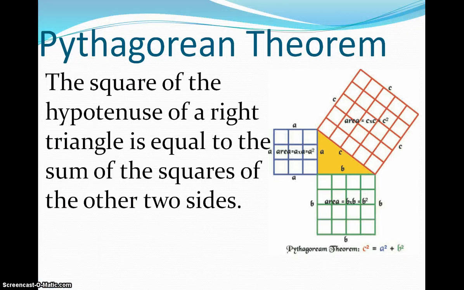First one that we need to talk about is the Pythagorean Theorem, which the formal definition says: the square of the hypotenuse of a right triangle is equal to the sum of the squares of the other two sides. Now, what does that mean?